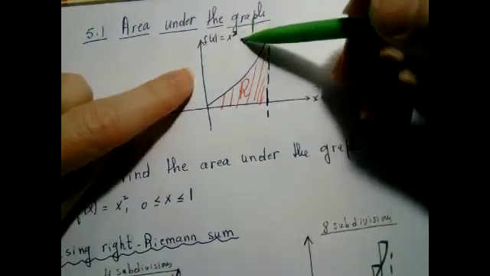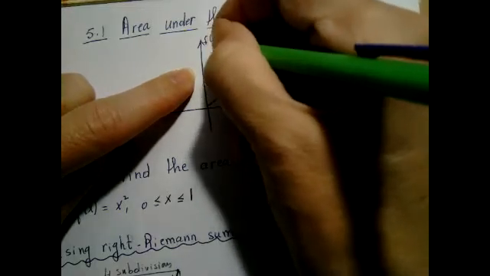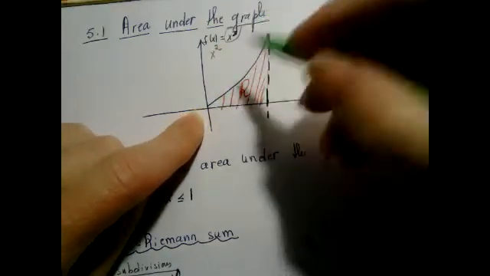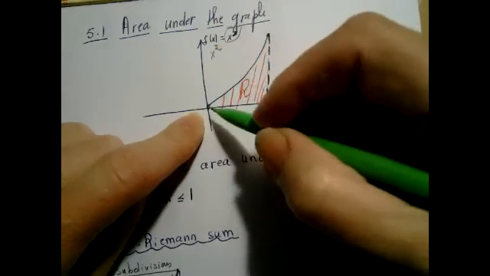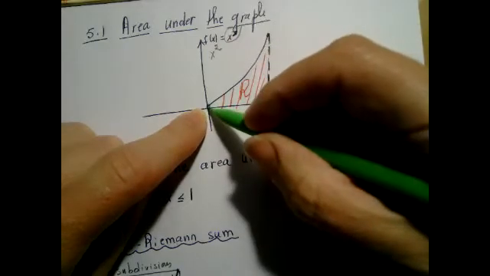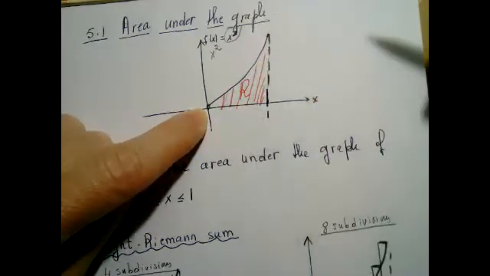So suppose you have the function f of x equal x squared. So that's f of x equal x squared. And so this is the graph. And I'm interested in the following thing. I'm interested in the area under the graph for x between 0 and 1. So I'm interested in this region R, the area of that.